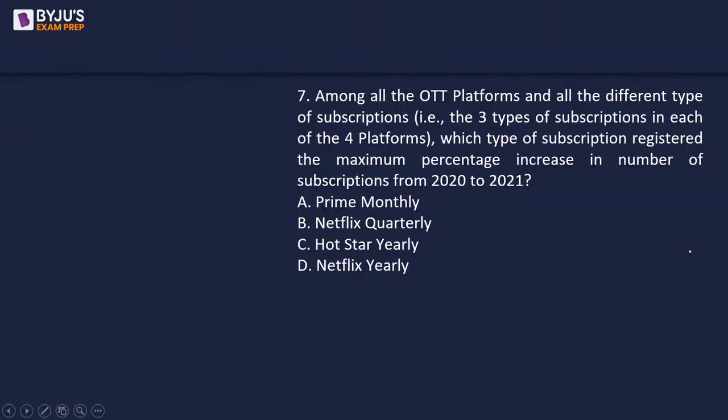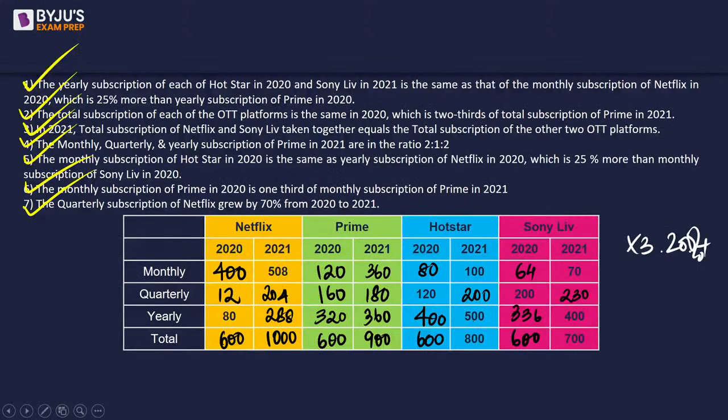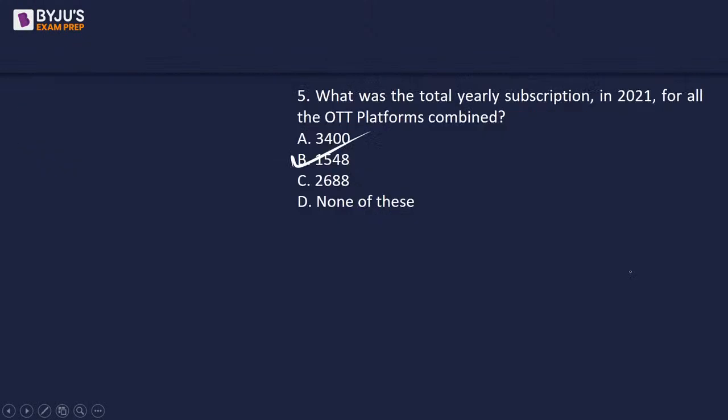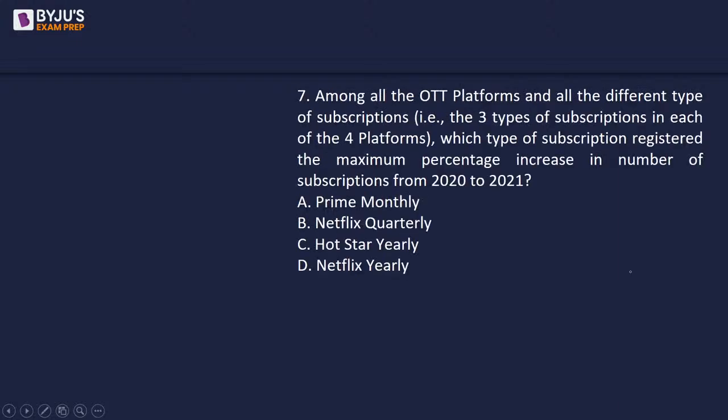Okay, next option is Netflix Quarterly. Netflix Quarterly has changed from 12 to 204, which is 17. Sorry, this was 120, no? This is 120. 120 has become 204, which is not even 3 times. So this is not it. So this is eliminated. Hotstar yearly.